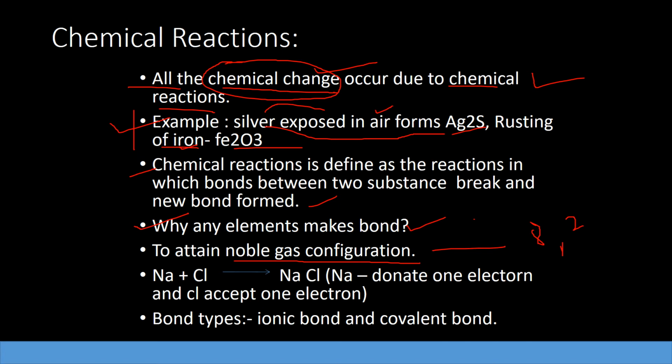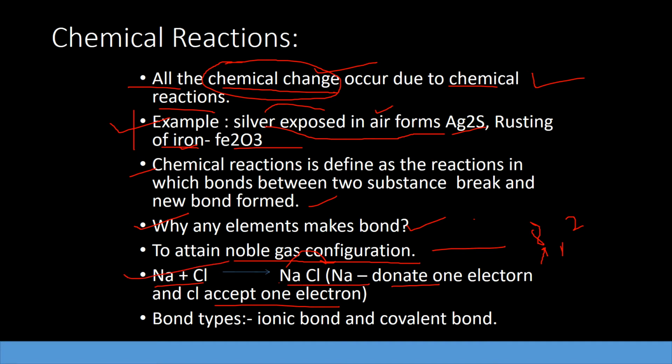One example is NaCl. Na has an extra electron and Cl wants one electron to get the octet and the noble gas configuration. So they react with each other. Na provides one electron to Cl and Cl gets the one electron. So Na donates one electron and Cl accepts one electron, and they form a NaCl compound.